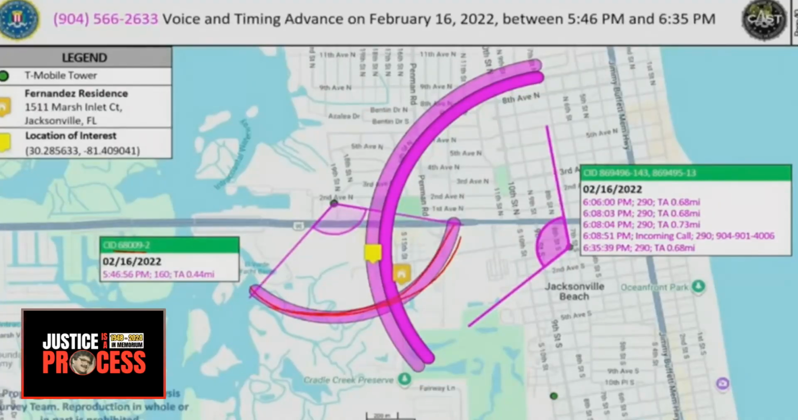Then from 6:06 to 6:35, there are a number of timing advance signaling events, 0.68 to 0.73 miles from the base of the tower, and 1 incoming phone call using the same tower and sector for the target device. So the target cell phone is in the same geographic area as the 2 locations depicted, the Fernandez residence and the location of interest. On this call-out box here, we see that there is an incoming call. Does that indicate that this phone was using the cell tower to make calls using cellular data? Yes.